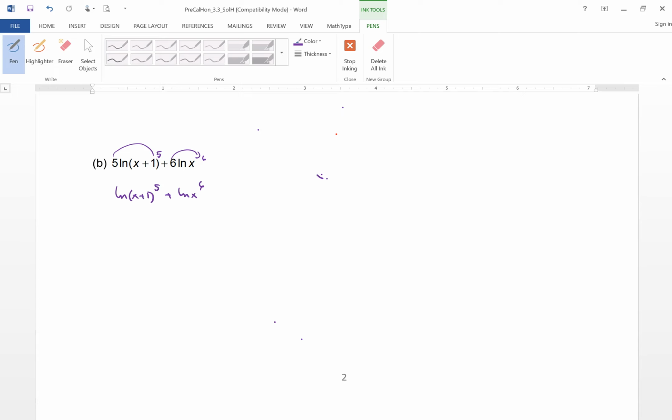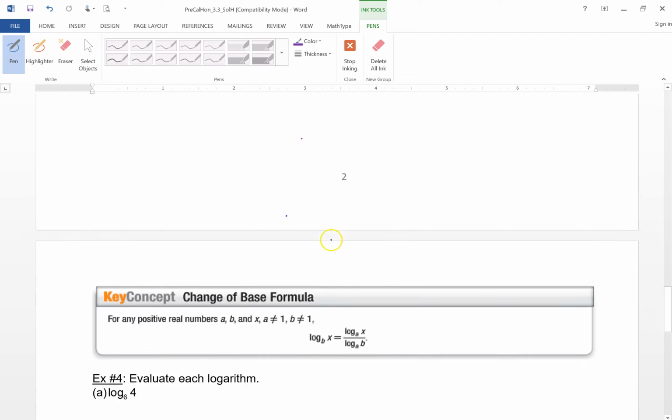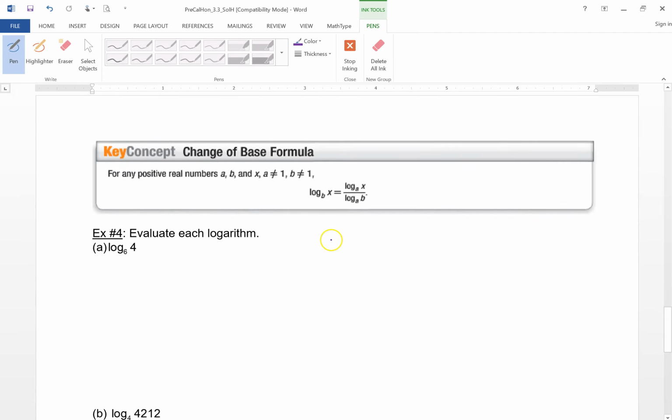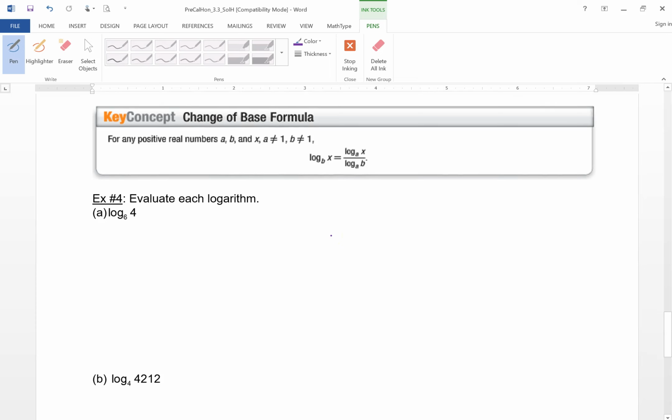Right, so now we're going to condense them into a single ln. So it's ln x plus 1 to the 5th. X to the 6th has a plus, so it's multiplied to what we had before. No, you don't have to distribute the cubes and the power of 5 at all. Okay.